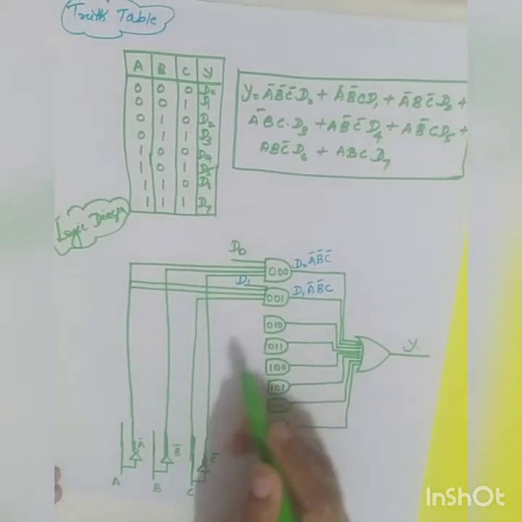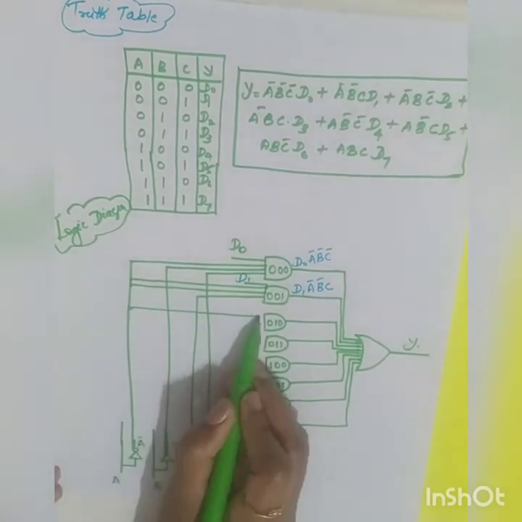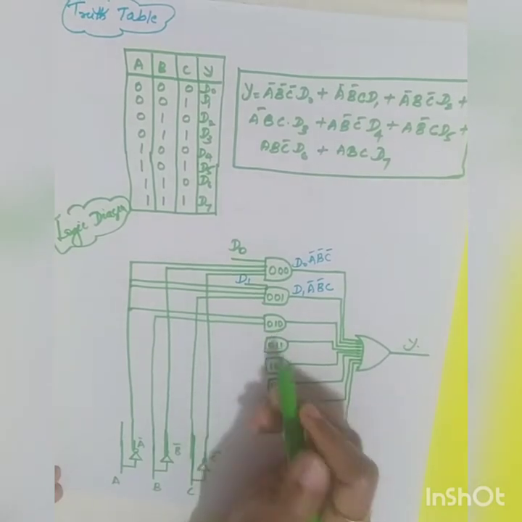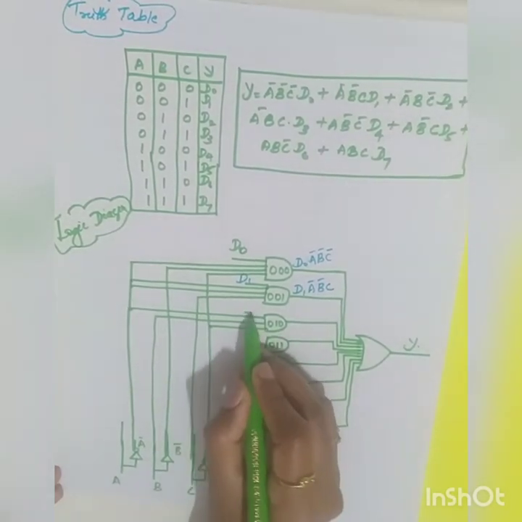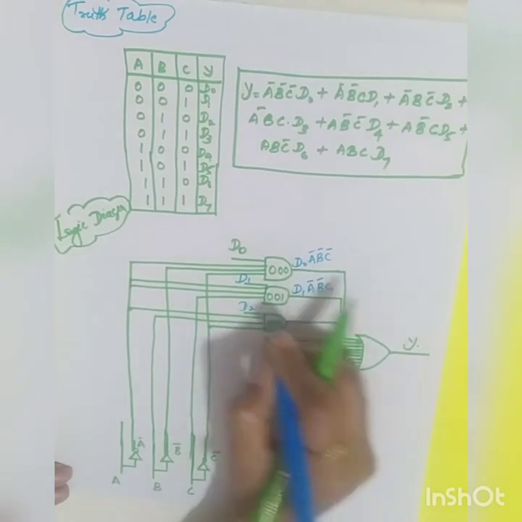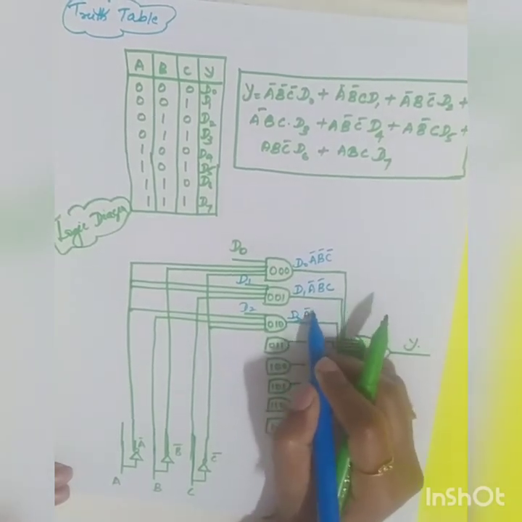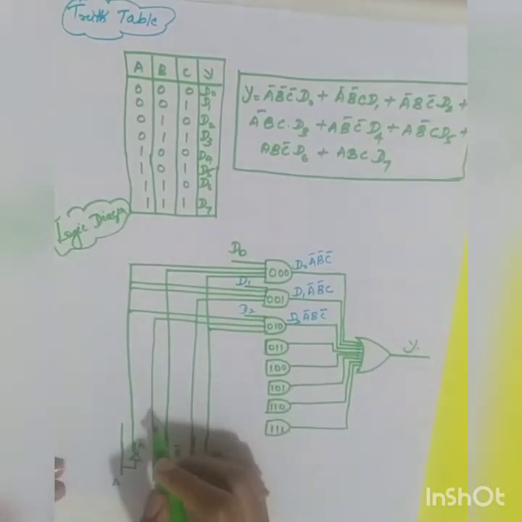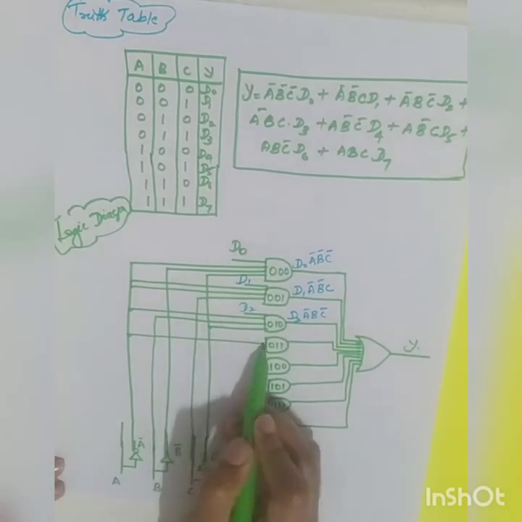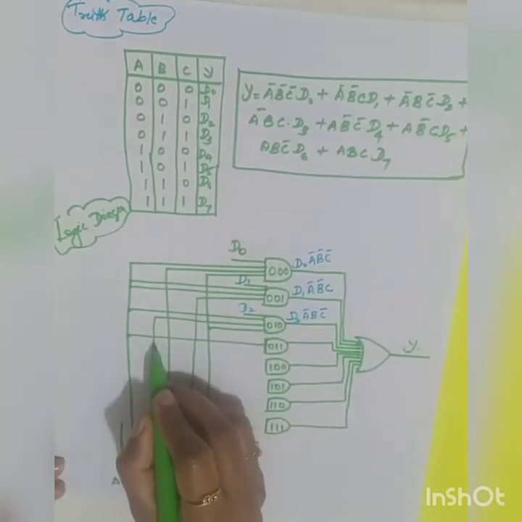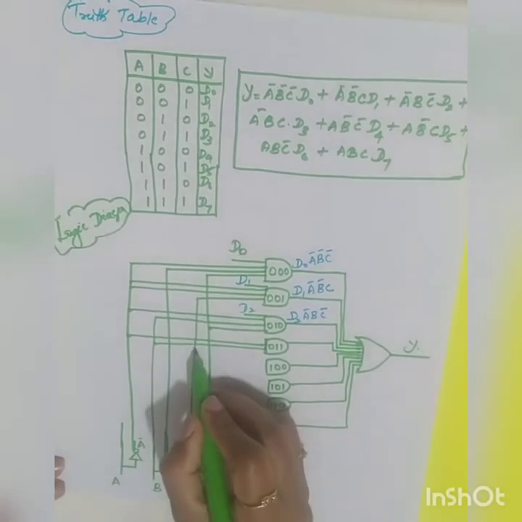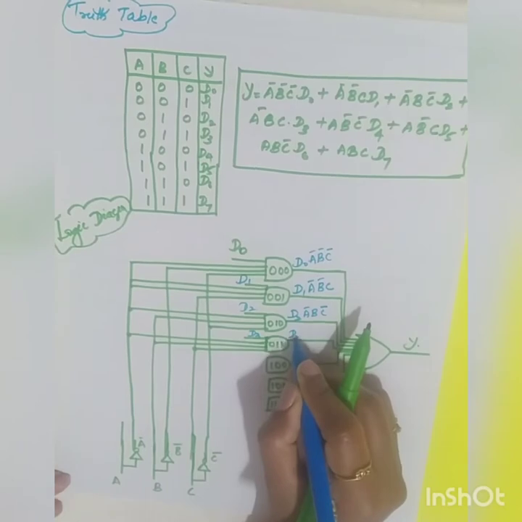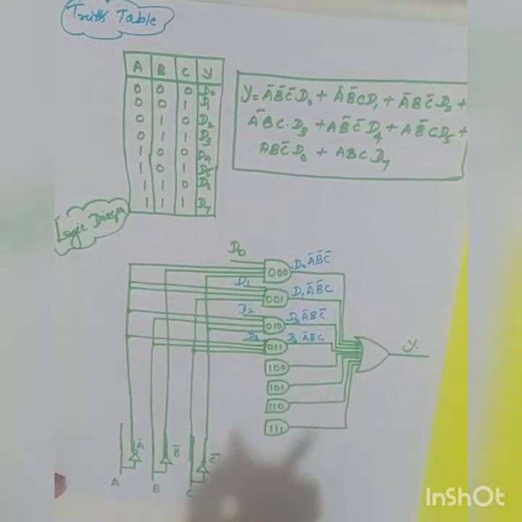Next one is your A bar, B and C bar. Next input is your D2. So your output here will be D2 into A bar, B, C bar. Next one is your A bar, B, C. So here it is A bar, next is your B and your C. Next input is equal to your D3. So it will be equal to D3 into A bar, B, C.